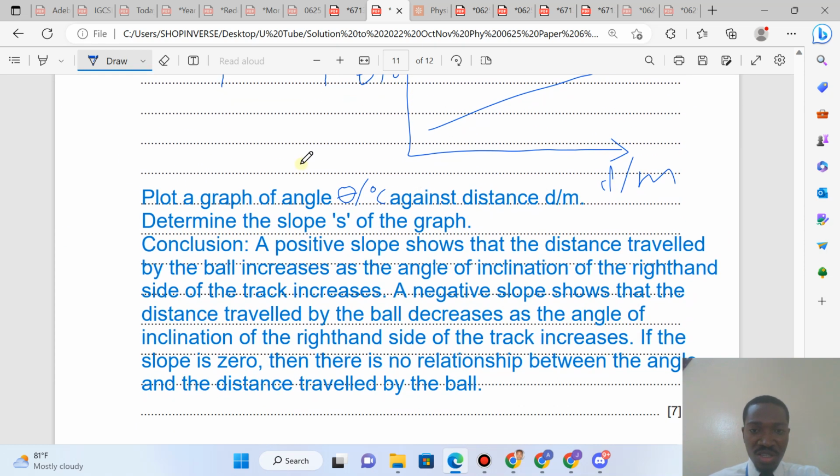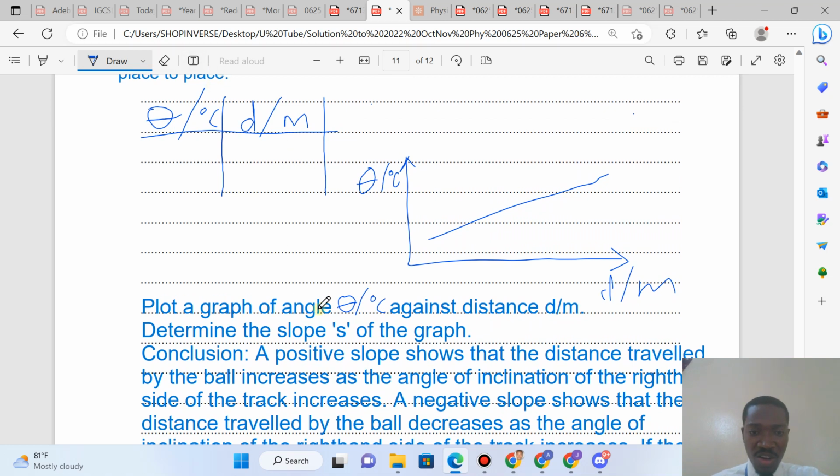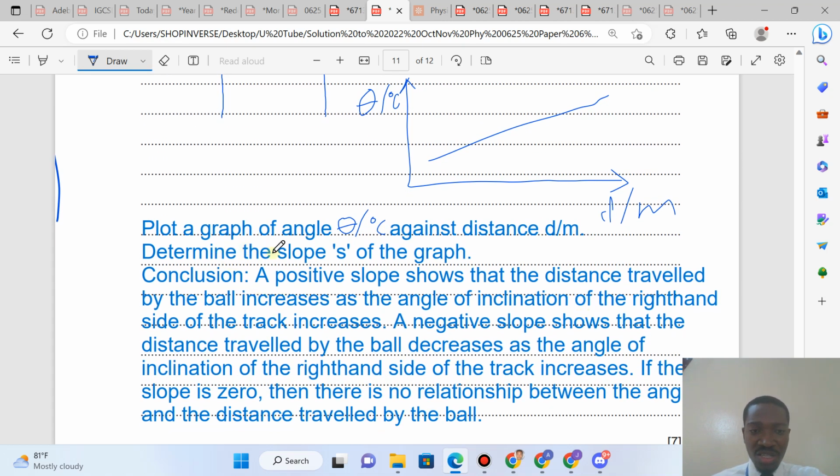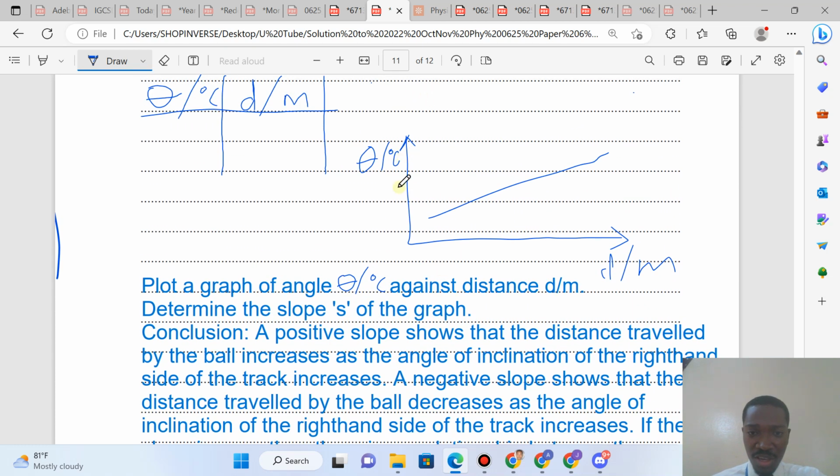Now this is it. You plot a graph. From this table, use the values here to plot a graph. Plot a graph of angle in degrees Celsius against distance in meters. After plotting the graph, what will you do? Determine the slope S of the graph. So you plot a graph here, then you determine the slope.